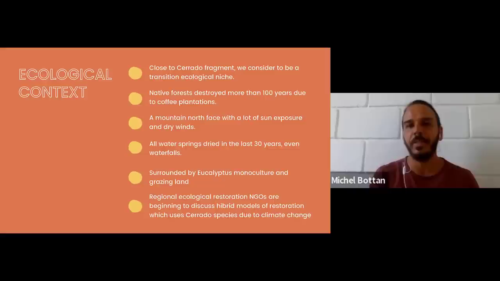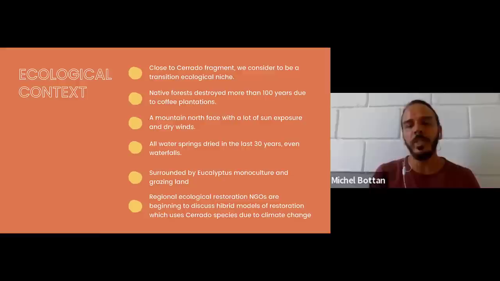So our ecological context: we are close to a Cerrado fragment. We are in Atlantic Forest, but there are some remaining fragments. We are close to one. So we consider that we are in a transition, an ecological niche.